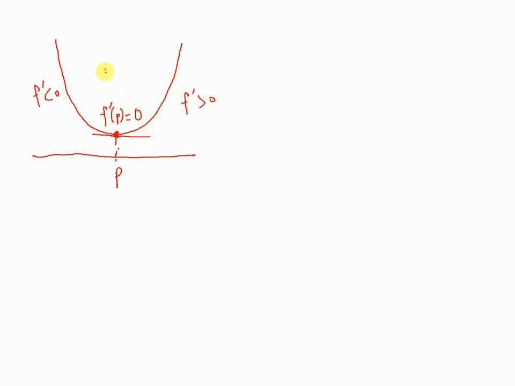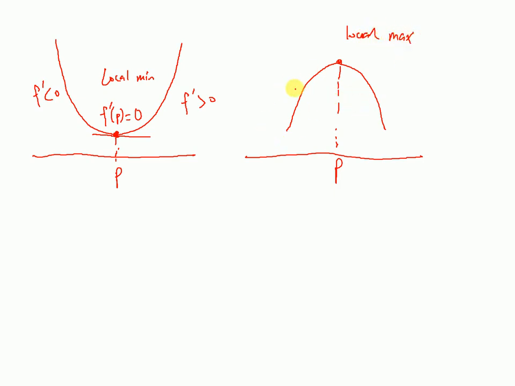And in this case you have what? A local min, because this is concave up and you have a minimum here. Similarly, at this point P on this graph, this is the local max because it's concave down. Again, on the left side it is increasing because your slope, or your first derivative, is positive, and on the right side your first derivative is negative, or decreasing.